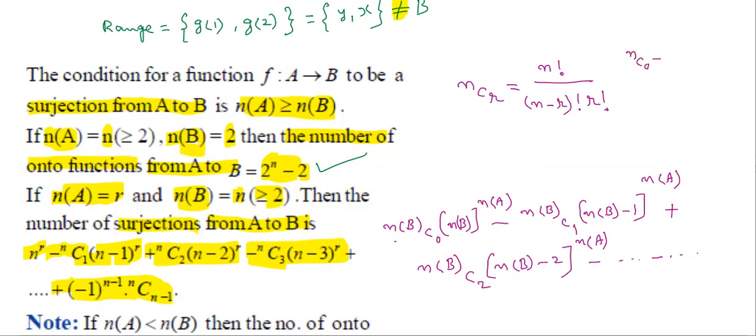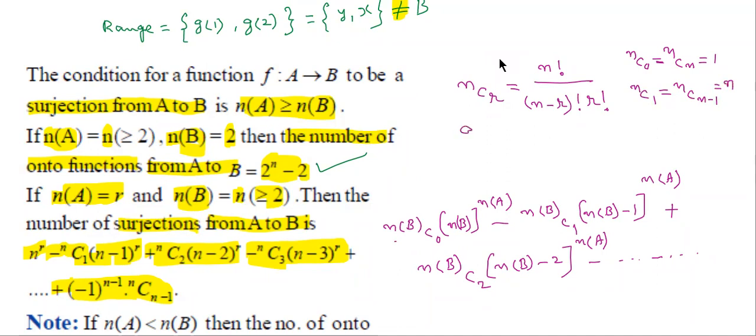nC0, nCn, that value should be 1. nC1 is equal to nC(n minus 1), that value should be n.